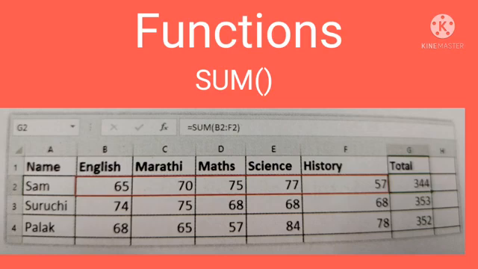Type the SUM function with the left bracket: equal to SUM and then left bracket. Select the range of cells for which you want to calculate the sum and then close with the right bracket. Press the enter key to get the result.